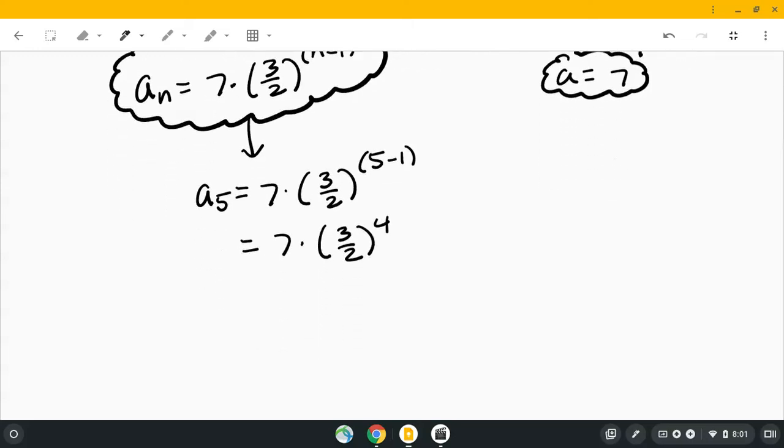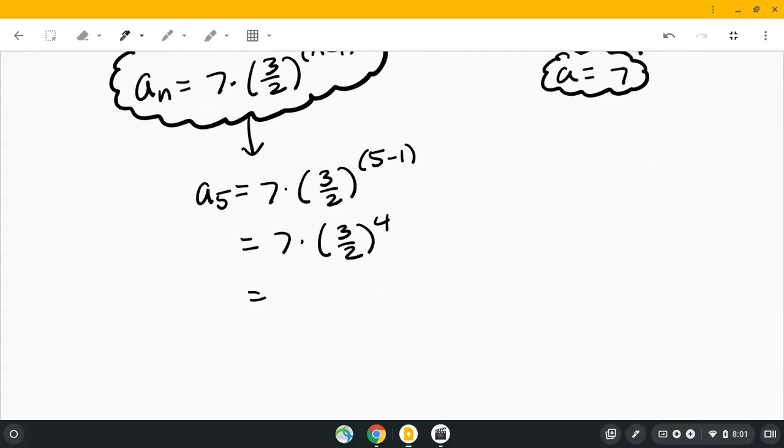And if I work this out, I get 567 over 16. So there you have it. The fifth term is 567 over 16. Okay. All right. So that does it for geometric sequences. Again, part 2 will deal with partial sums and infinite sums. So stay tuned.